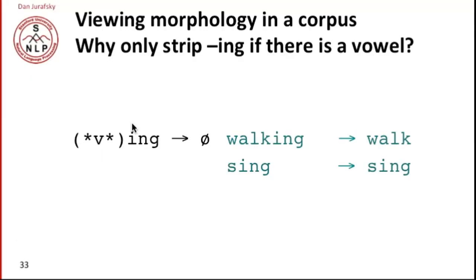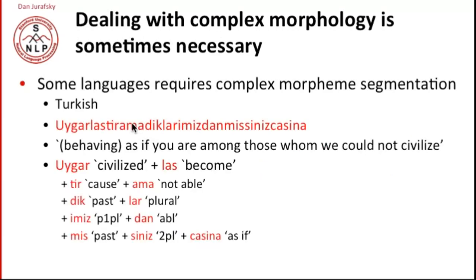So that's a simple example of morphology. It turns out that in some languages, much more complex morphology is necessary, and Turkish is the famous example of this. So here's a word in Turkish which I won't be able to pronounce for you, which means behaving as if you were among those whom we could not civilize. So I assume it's the kind of thing your mother says to you when you've been particularly naughty. And in Turkish, this is one word. So it's a very long word with a lot of stems. We have the civilized stem, and an affix meaning to become, and an affix meaning cause, and an affix meaning not able, and so on.